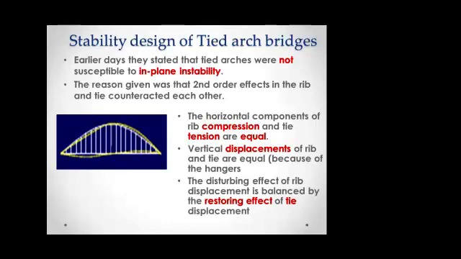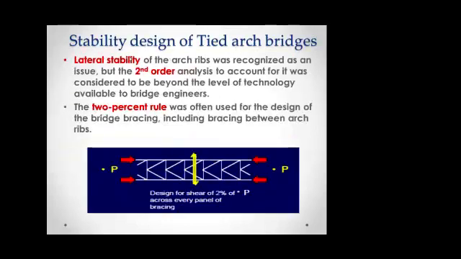They assumed all those things, so they were not examined. They are not susceptible to the in-plane instability of the design. Later, they found there would be failure of the structure, and the need for lateral stability. For the external horizontal forces like earthquake and wind, they examined this. The need for lateral stability of the arch rib was recognized as an issue, but the second order analysis to account for it was considered beyond the level of technology available to the bridge engineer.